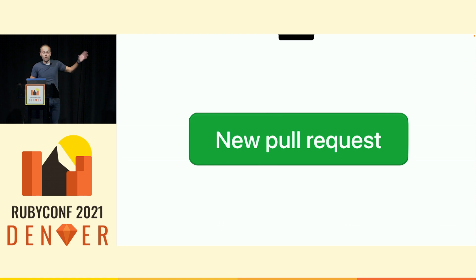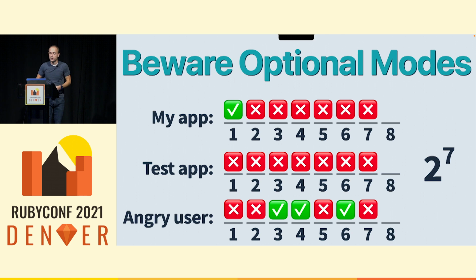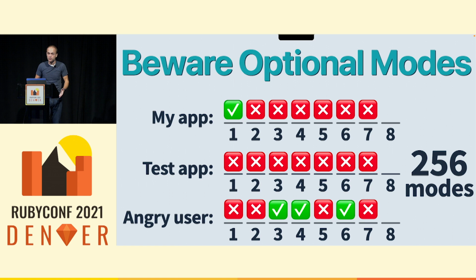And so anytime we got one more pull request, marginally it might look like, oh, this is just one more little true-false flag. But in fact, if it's the 8th thing, now we're at 2 to the 8th, and now we got 256 modes. So you're really, really careful about configurability like this.